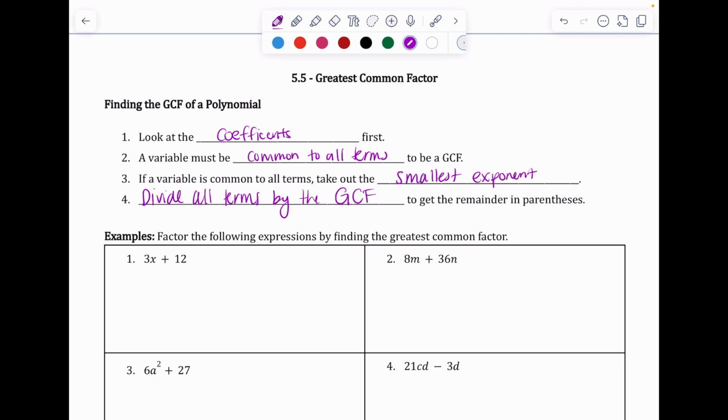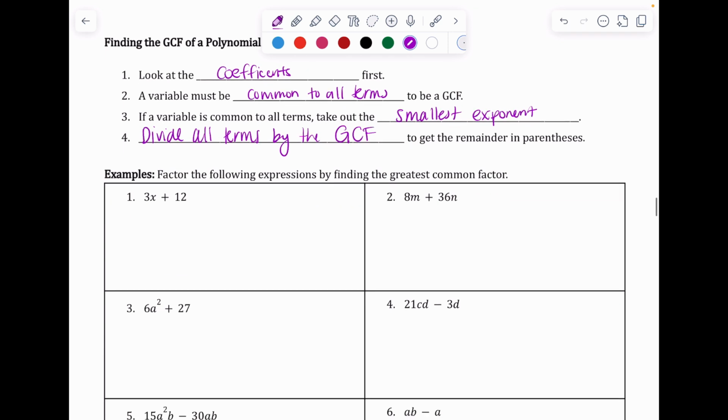Okay, and it'll make more sense as we get along to our notes. Starting with number 1, it says factor the following expressions by finding the greatest common factor. Okay, so again, the first thing you're going to do is look at your coefficients. In this case, my coefficients are 3 and 12. So I want to think about 3 and 12. What numbers go into 3 and 12? That's 1 and 3. What numbers go into 12? 1, 2, 3, 4, 6, and 12. What's the greatest common factor? It's 3. So I can factor out a 3.